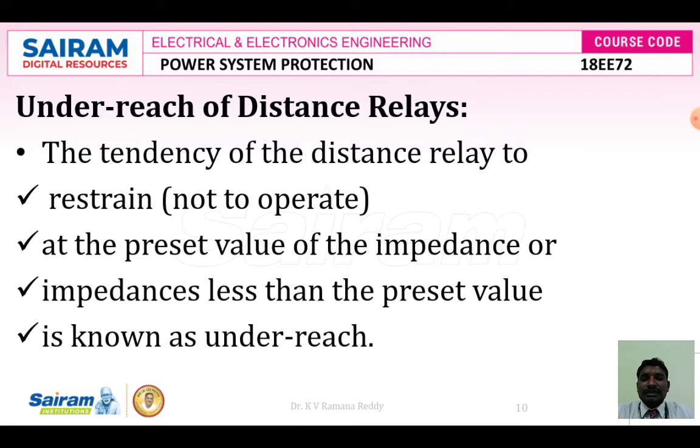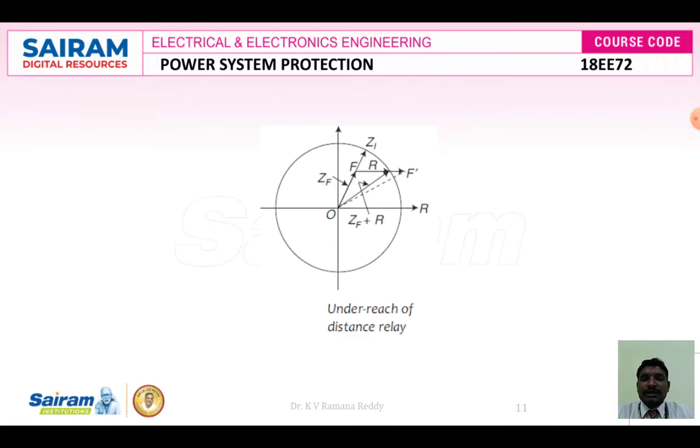The tendency of the distance relay: whenever the impedance calculated between the fault location and the relay location, which is directly proportional to the length of the transmission line between the fault location and the relay location, is less than the preset value, then it is known as underreach. For an underreach distance relay, the characteristics look as shown in the figure below.